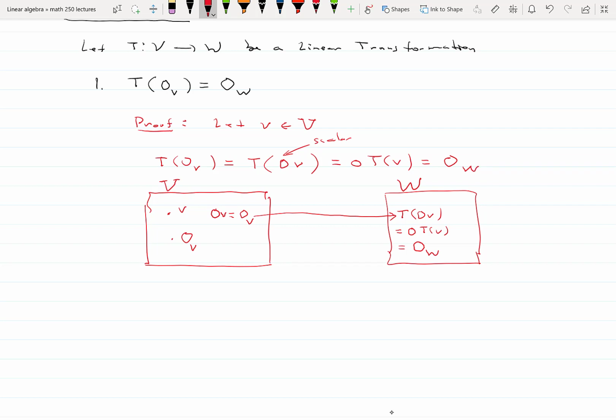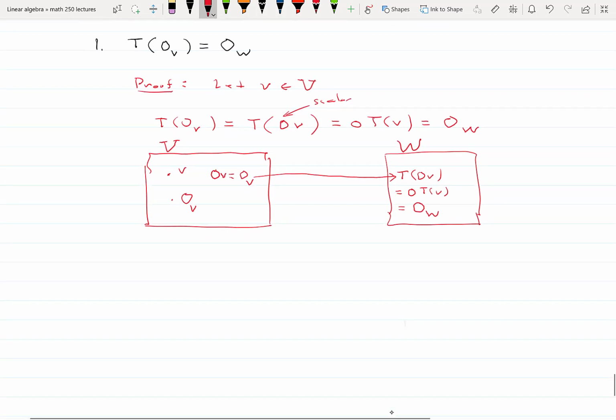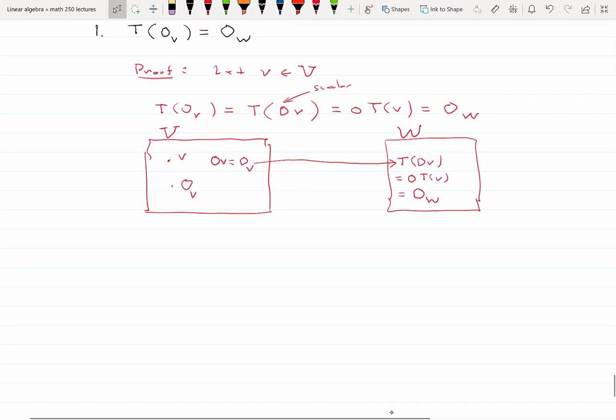Okay. So my little blunders made this look much more difficult than it was. It's really a simple proof. So t of 0 equals 0. The t turns the 0 vector in one space into the 0 vector in the other space. So the second theorem, t of the opposite of V is equal to the opposite of t of V.